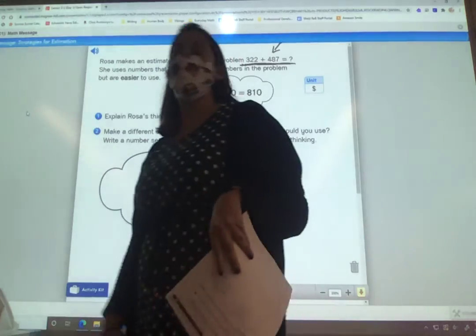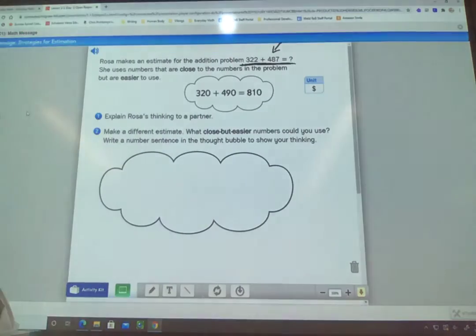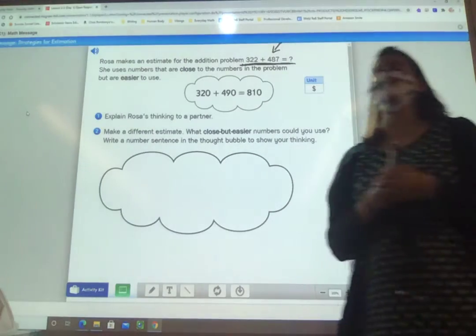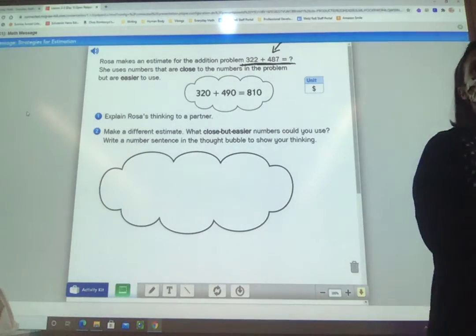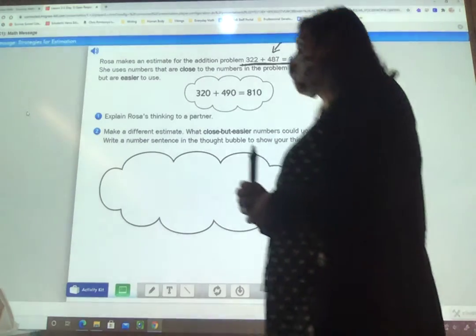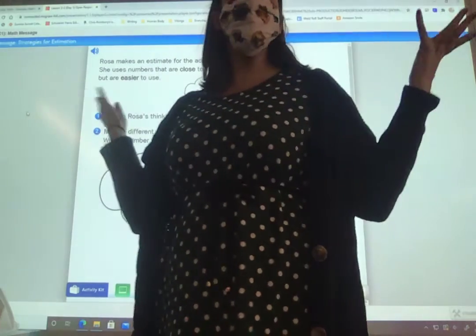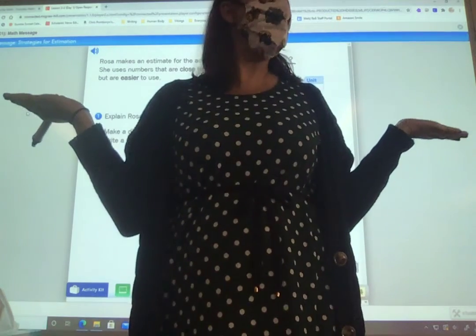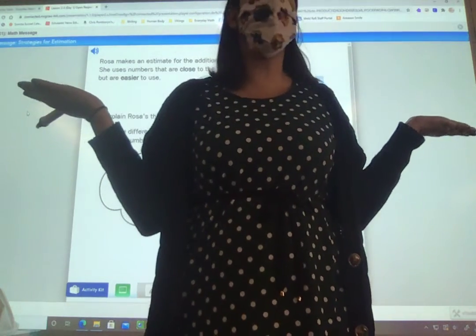Let's come back together and let's create some other ways that we did this. What was another way that you solved it? Brogan, how'd you solve it? Rounding to the nearest hundreds place. Can you round to the nearest hundred? Yeah. Is that a close number to add, but a little bit easier for us?